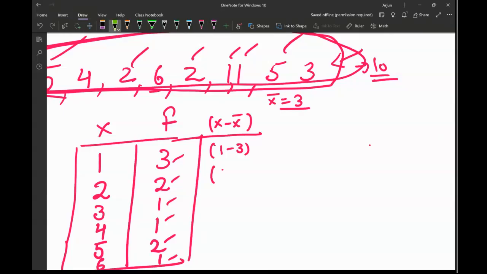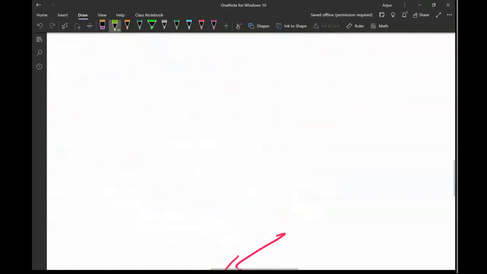Let me sharpen up the pencil a little bit. So 2 minus 3, and then 3 minus 3, 4 minus 3, then 5 minus 3, and then 6 minus 3. And then I will square it also. If you go back and look into the formula, there is a square also.